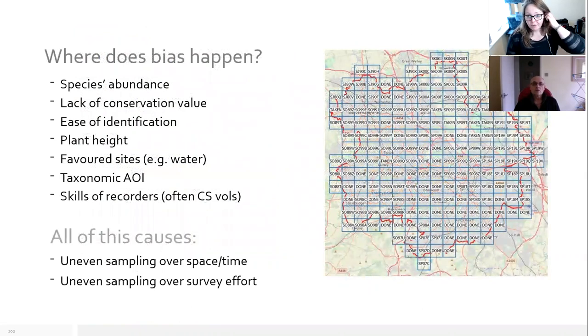So where does bias happen? Bias can happen in species abundance. And when you look at abundance on a map, like the number of records on a map, and we're going to look at how different maps can display different information, basically species abundance can just be because they get more often recorded at a site that's easy to access, or a site that more people go to.